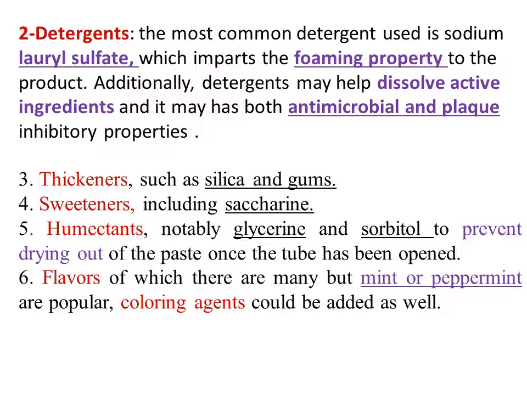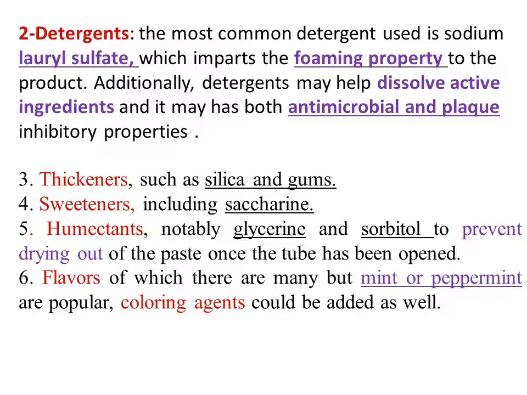2. Detergents. The most common detergent used is sodium lauryl sulfate, which imparts the foaming property to the product. Additionally, detergents may help dissolve active ingredients, and may have both antimicrobial and plaque inhibitory properties. 3. Thickeners such as silica and gums. 4. Sweeteners including saccharin. 5. Humectants, notably glycerin and sorbitol, to prevent drying out of the paste once the tube has been opened. 6. Flavors, of which there are many, but mint or peppermint are popular.